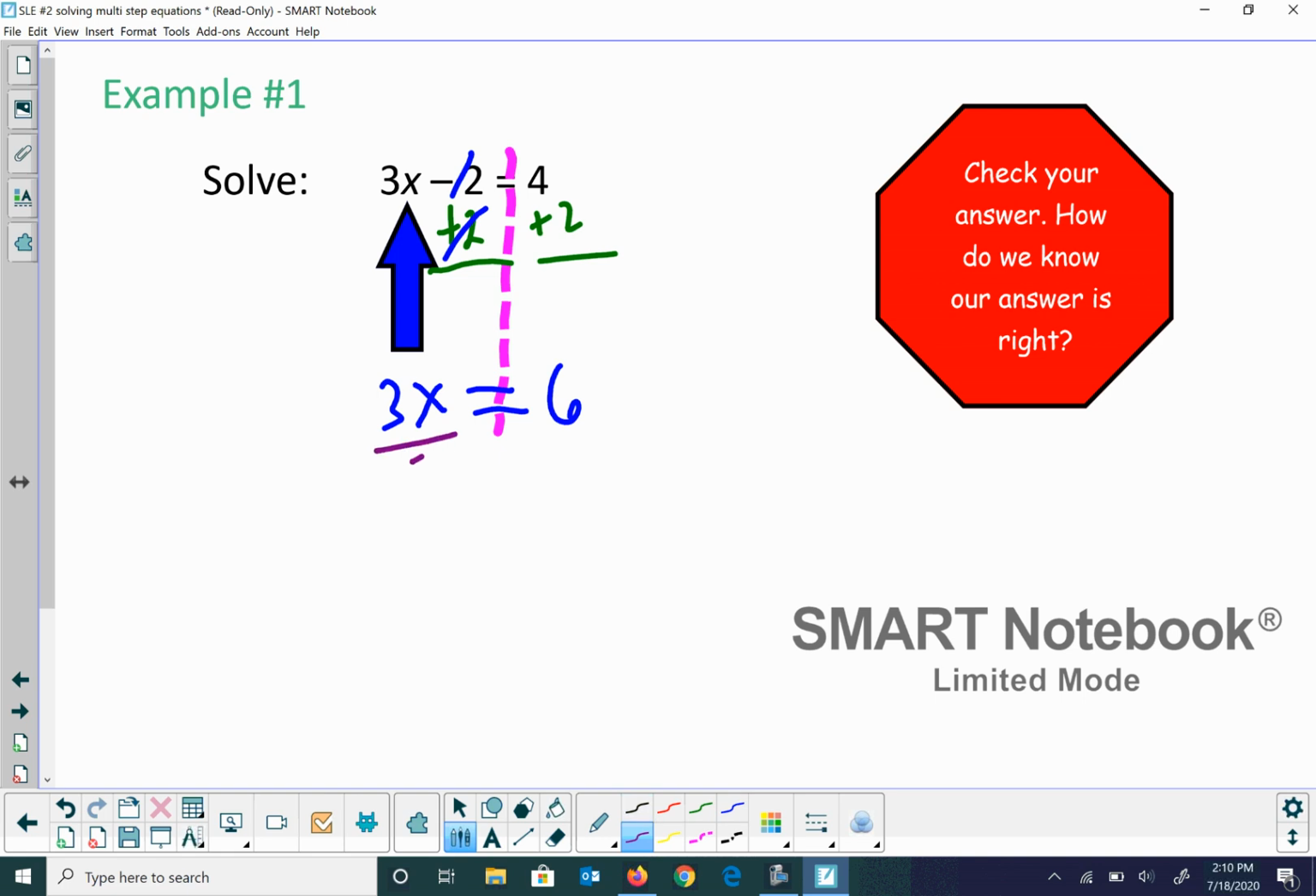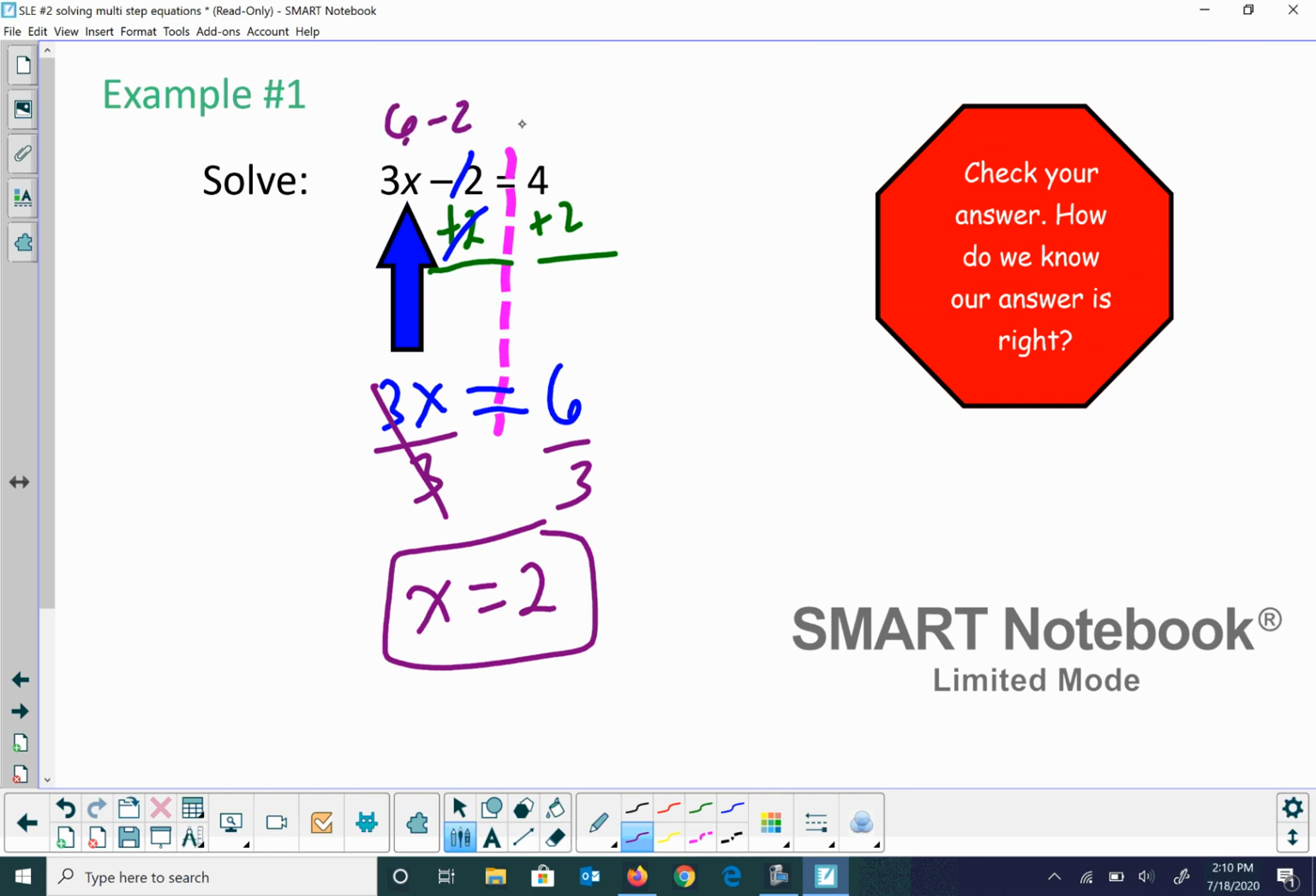So what I'm going to do is I'm going to divide each side by 3. So those cancel. And I'm going to reduce if I can. 6 over 3. Well, 3 goes to 6 twice. And that's going to be my answer. Now, if you had taken this 2 and plugged it back in, you'd get 3 times 2, which is 6, minus 2. Is 6 minus 2 equal to 4? And the answer is yes.